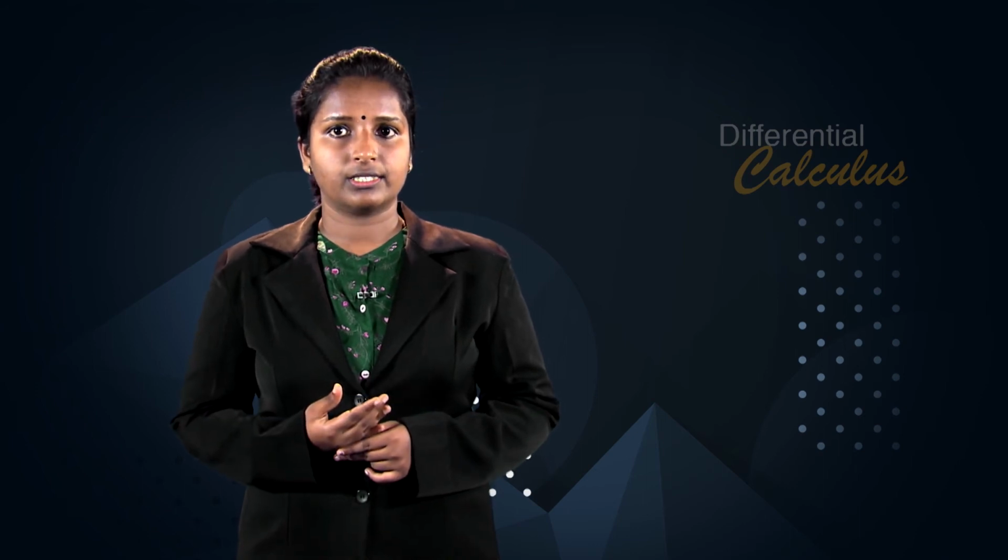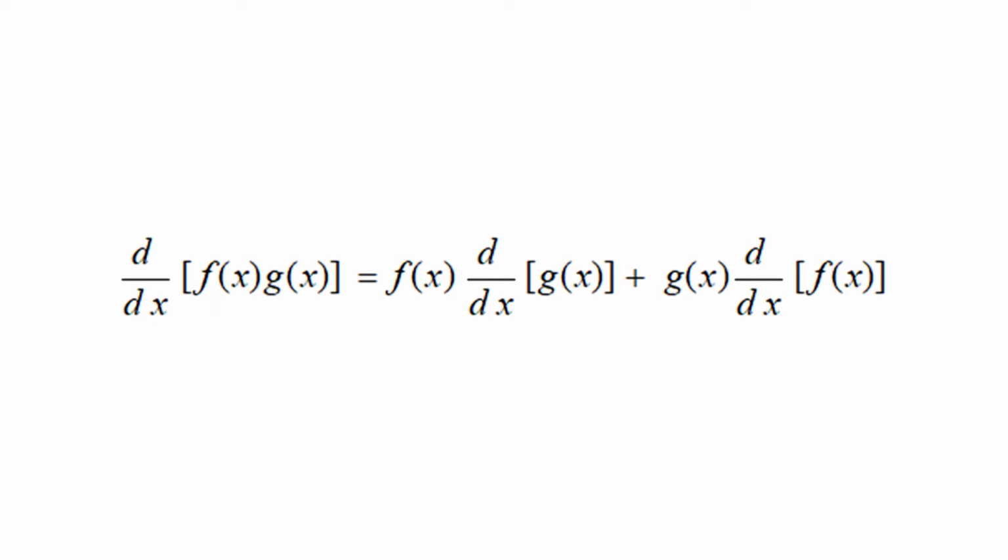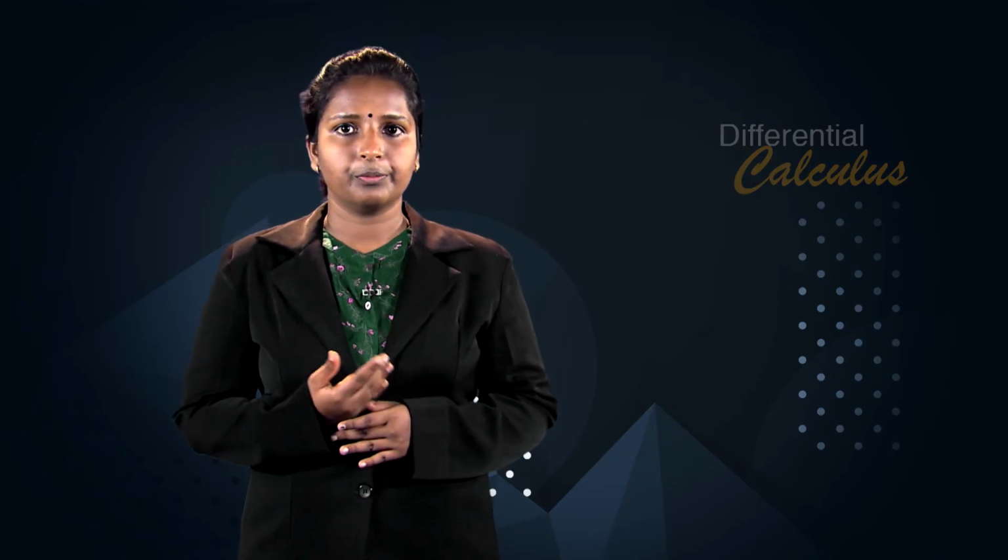If f and g are differentiable at x, then so is their product fg, and d/dx of f(x) times g(x) equals f(x) times d/dx of g(x) plus g(x) times d/dx of f(x). Now, let us prove the product rule.